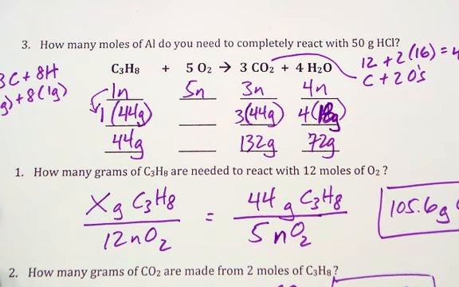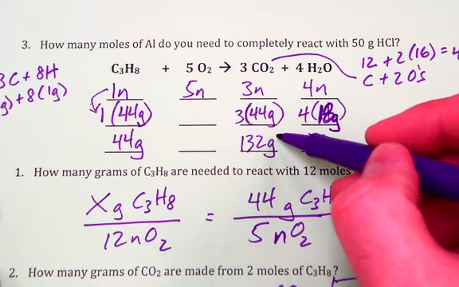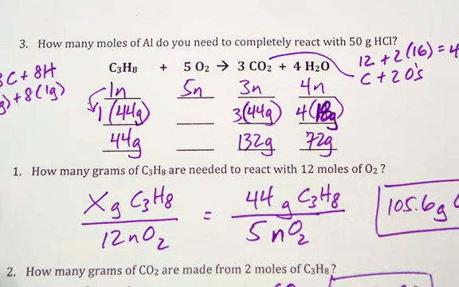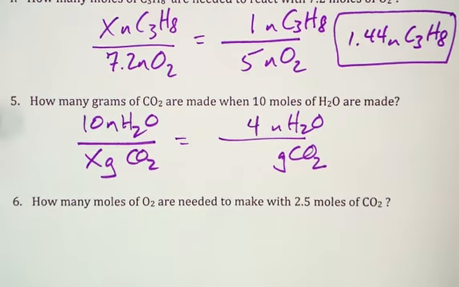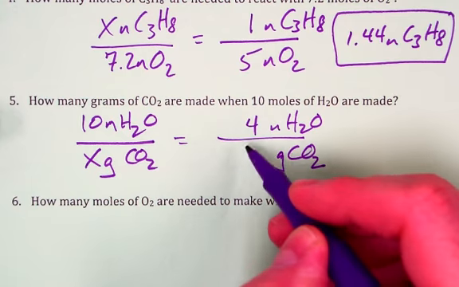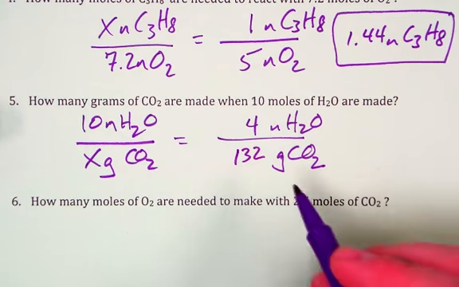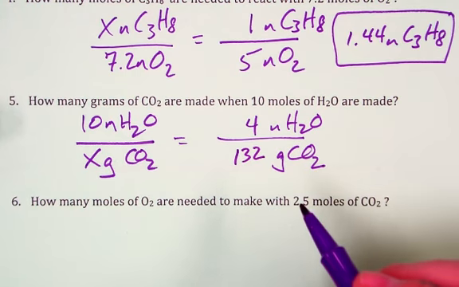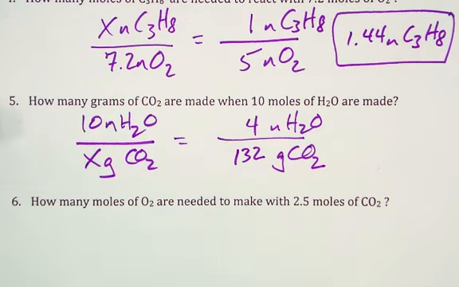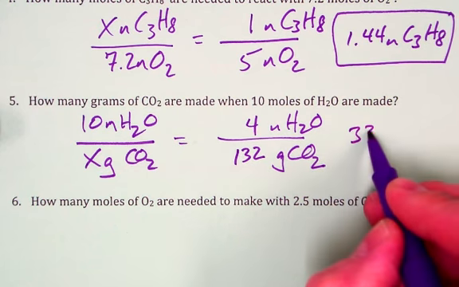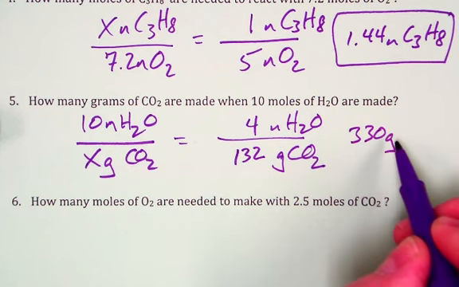We want to know how many grams of CO2. We already calculated that as well, so 132. So I put a 4 for the H2O from the moles and 132 grams. And we can cross multiply and divide now. So once you have your moles converted into grams, it's just a matter of grabbing that information. Okay, so 10 times 132 divided by 4, and we get 330 for our answer. Okay.